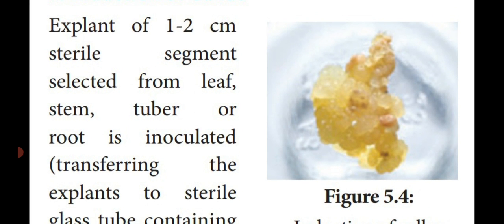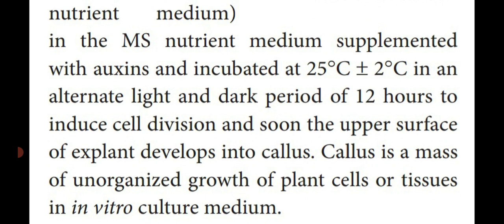We cannot say that this region is the shoot, this one is the leaf, this one is the root, like that we are unable to say. It is a mass of plant cells. Undifferentiated mass of cells is known as callus. Callus is a mass of unorganized growth of plant cells or tissues in an in vitro culture medium. That is known as callus.